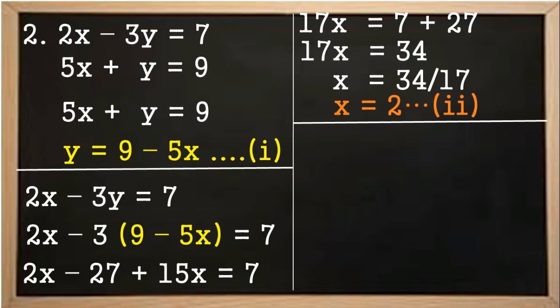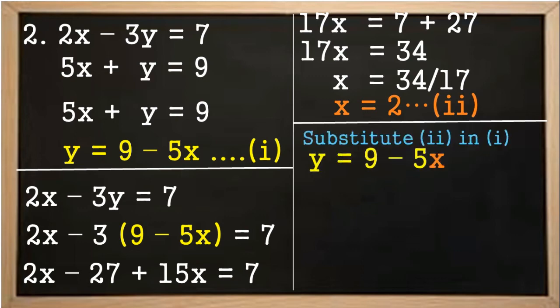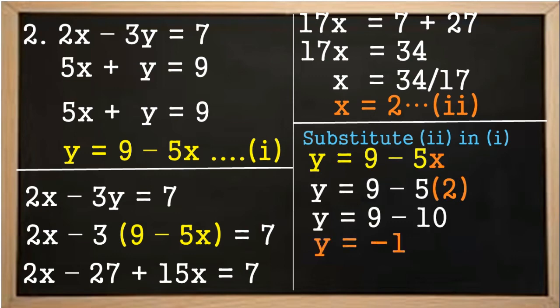Now consider equation 1, that is the first step we have got, and replace the value of x. Then the value of y will be equal to minus 1. Hence the solution is x is equal to 2 and y is equal to minus 1.